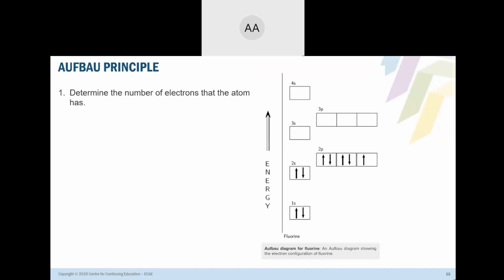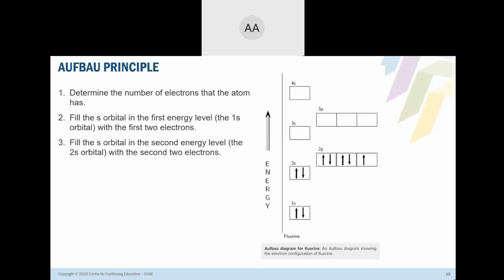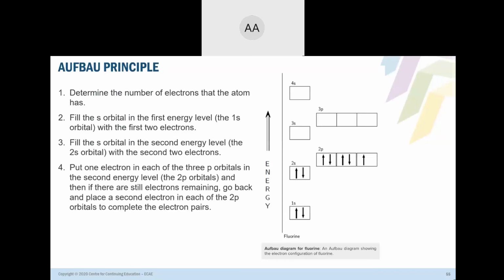So number 1, you determine the number of electrons that the atom has. We know we do that by looking at the periodic table. We then fill the s orbital in the first energy level. We've established that rule already with the first 2 electrons, lowest energy levels first. We then go to the next energy level where we also fill the 2s first with the second 2 electrons. Then we put 1 electron in each of the 3 p orbitals in the second energy level.